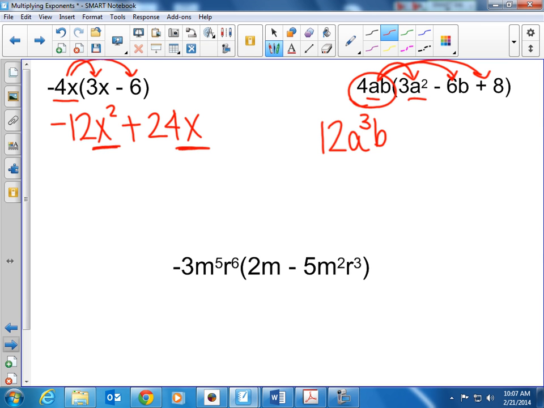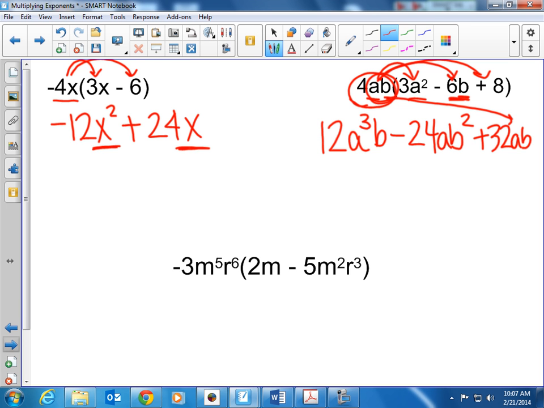Let's look at the next one. 4ab times the negative 6b. So 4 times negative 6 gives me negative 24. The a, there's no a right here, so I just write the a. And then I have b times the b. b times b is b squared. Okay, if I multiply 4ab times 8, 4 times 8 is 32. The 8 has no a's or b's, so I just write these a's and b's right there. Are any of those like terms? No, they're not. So I can't combine them, so we are finished.